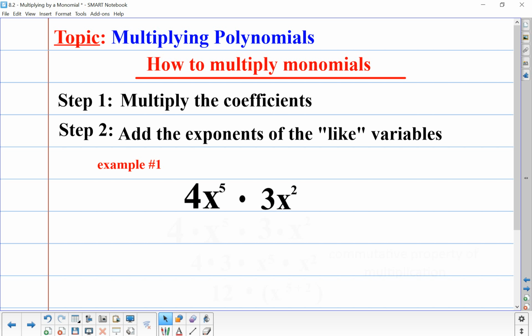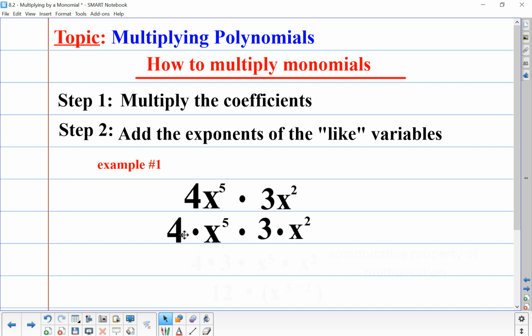We're going to multiply monomials times other monomials or monomials times polynomials. The rules are, when you multiply monomials, you multiply the coefficients and you add the exponents of the like variables. Because if you think of this expression here, 4x to the fifth times 3x squared, although each is a single term, it has multiple factors. Those factors would be 4 and x to the fifth, and the factors in the second term would be 3 and x squared.